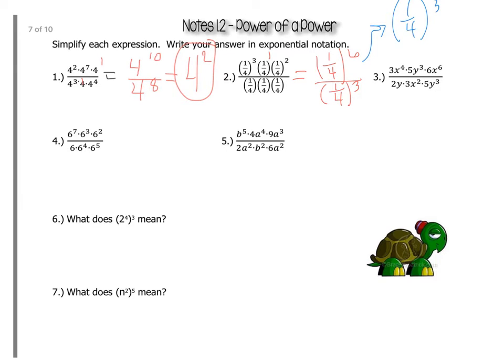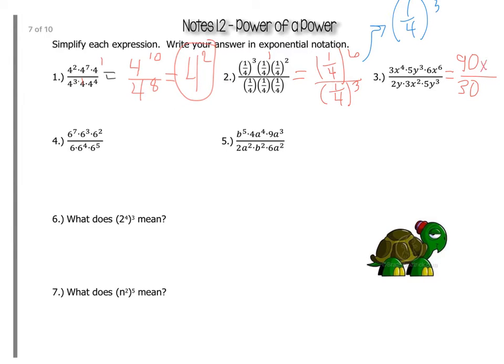Finally, number 3, you have constants. Remember, constants are those numbers that are not exponents that are next to the variables. Variables are the letters. So we're going to deal with the constants first. So 3 times 5 times 6. Well, 5 times 6 is 30. 30 times 3 is 90. So 90 is the constant in the numerator. Then we're going to look at the denominator. 2 times 3 times 5. Well, 2 times 3 is 6. 6 times 5 is 30. So we have 90 over 30.